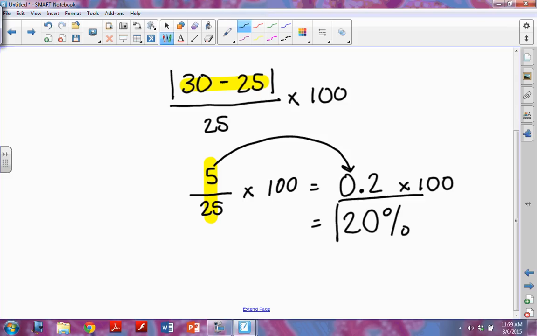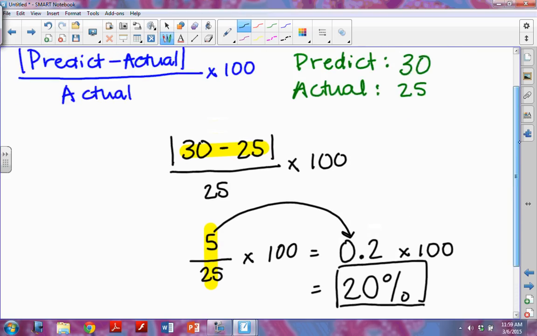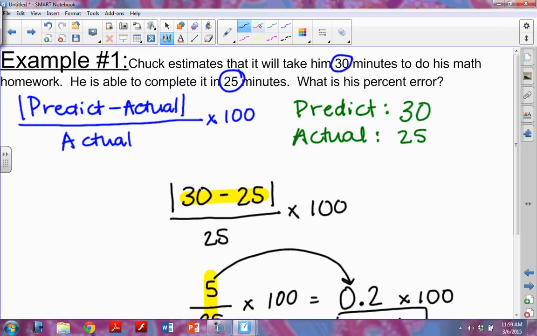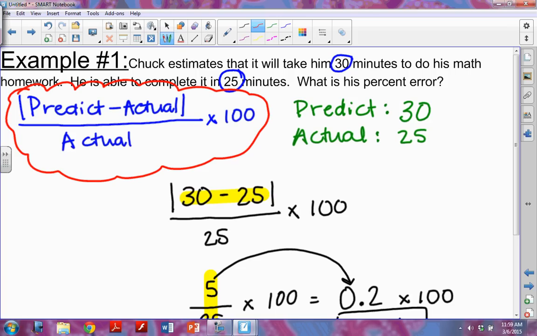So his estimate, even though he was only off by 5 minutes, he was off by 25% of what he thought he was going to be. And that's it. So in percent error, as long as you know how to fill out this, you will be good. And that's it.